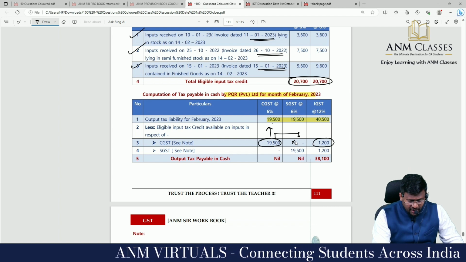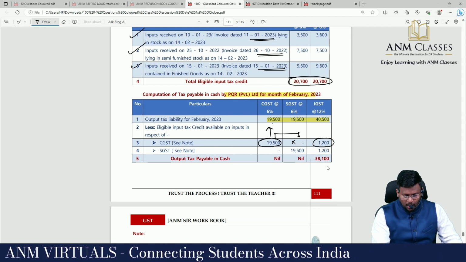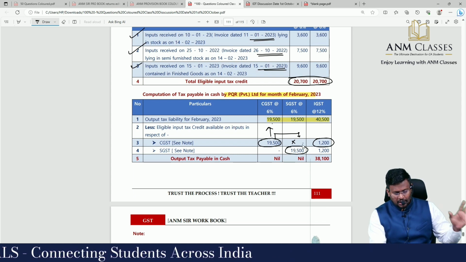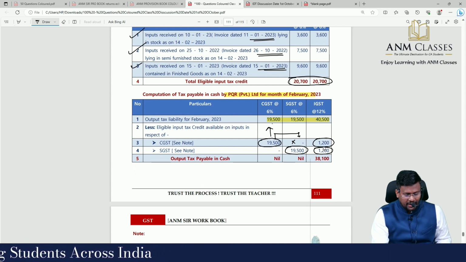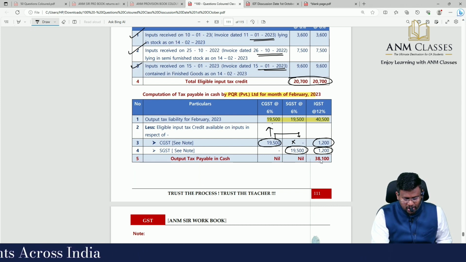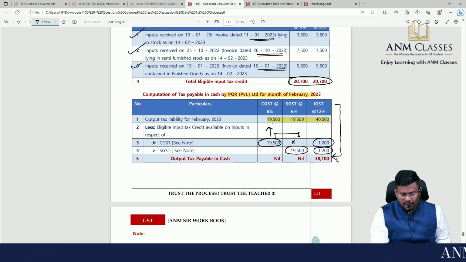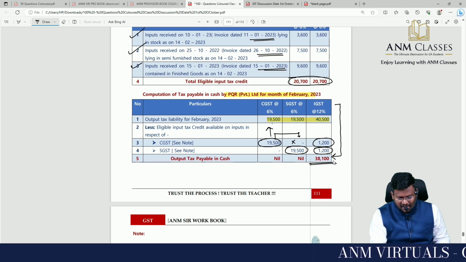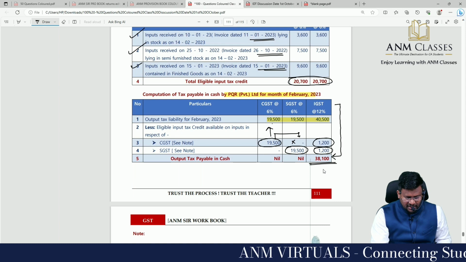You have eligible ITC of 20,700. Out of 20,700, you can knock off 19,500 against the liability, and the balance 1,200 you can set off against IGST liability. So IGST payable, after reducing this from 40,500, is 39,300. Are you really with me? So that is the output tax payable in cash.